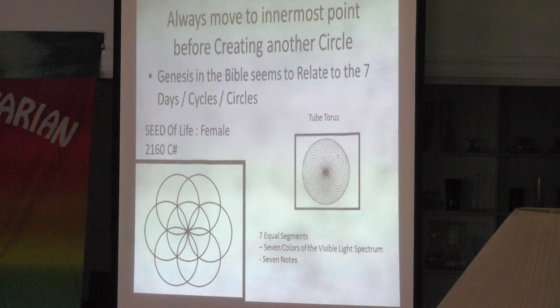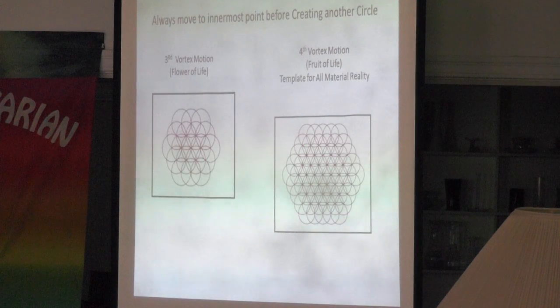Well, that number, 12, 60, 2160, the 360 degrees, if you were to multiply that by the number of circles here, you end up with the number 2160. Which actually, if you were to put that into a frequency, it fits into C sharp. So the other amazing thing about a lot of these shapes is that they create frequencies that create the circle of the musical scale, the circle of fifths.